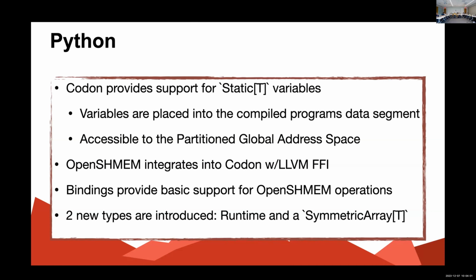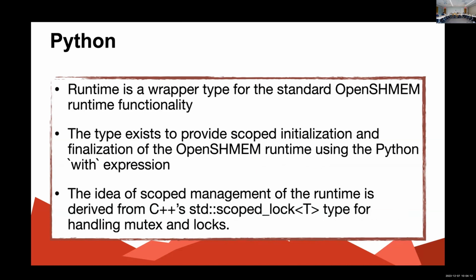And to make a much easier experience for users, we created two data types. One's called runtime, and one's called symmetric array. And that's a generic, so you can drop integers, floats, whatever you want in there. The runtime wrapper, again, provides really standard functionality for OpenSHMEM. What inspired this was standard scoped locks in C++. So the user would create a runtime object and then use Python with expressions and could put all their code under the with expression. So the runtime would initialize when it hits that scope, and then when it leaves that scope, it would just finalize the runtime system.